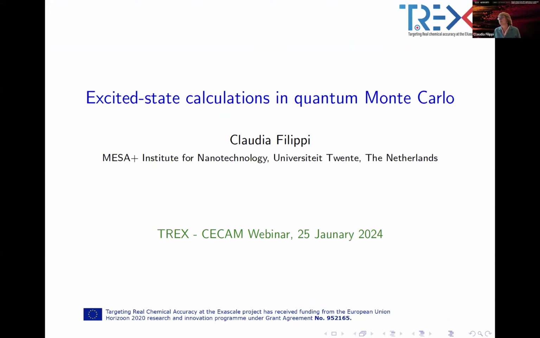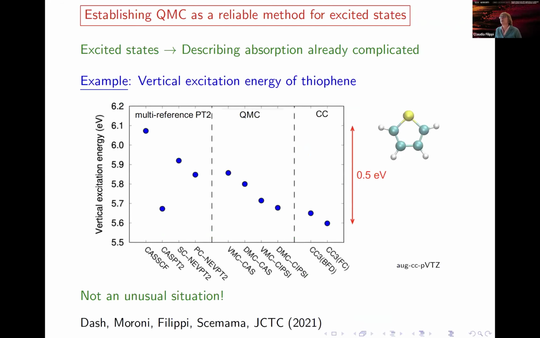I will discuss some work we have been doing in the last few years about computing excited state properties using Quantum Monte Carlo. Here we're going back to real space Quantum Monte Carlo, like the first two speakers actually used. What we are trying to do is see how well we are doing using Quantum Monte Carlo to describe excitation energy. We really want to establish the method as a reliable option.